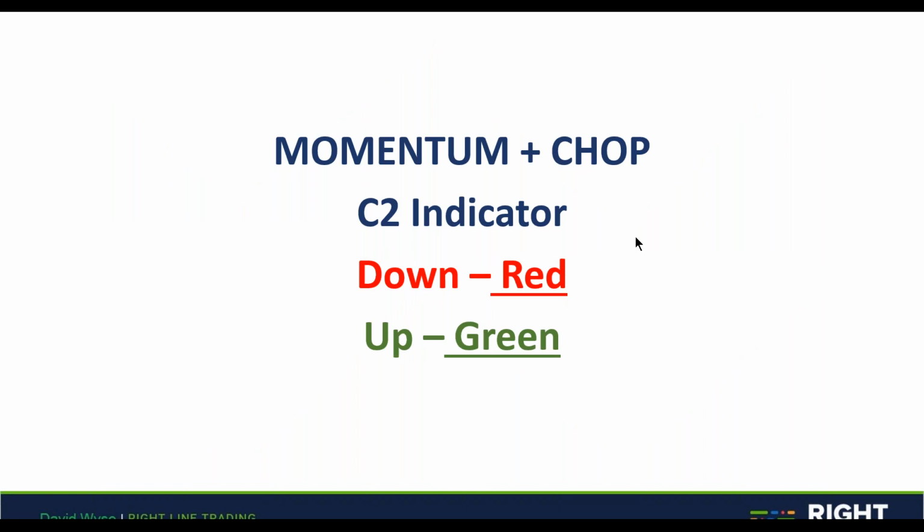Another indicator we'll have a quick look at is called the C2. I'll show it to you on the chart. It's basically an indicator that looks at momentum and chop. As the momentum increases and the chop decreases, the indicator gets wider. The 2 lines get wider, and you can see that the momentum is increasing and the chop is out. Obviously, we want to trade stocks that have high momentum and less chop. We don't really want to be in chop, so we're much better off in stocks that have momentum and less chop. And down is red, up is green. The momentum can be in either direction.